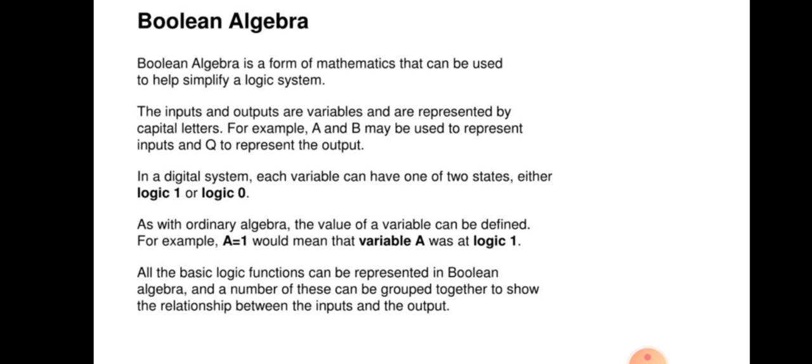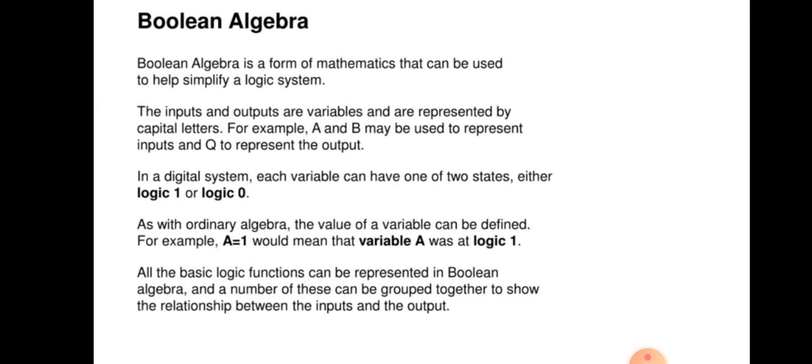All the basic logic functions can be represented in Boolean algebra, and a number of these can be grouped together to show the relationship between the inputs and the output. Okay, so this is the theoretical concept of Boolean algebra. The concept will get clear to all of you only when we solve the equations or represent the logic circuit by using the logic gates. Just remember, in Boolean algebra we have to use two states, either logic 1 or logic 0, and we have to represent the inputs and outputs in the form of capital alphabets.